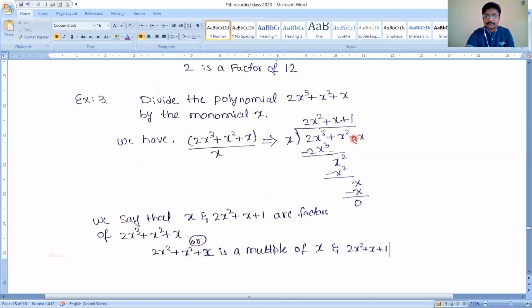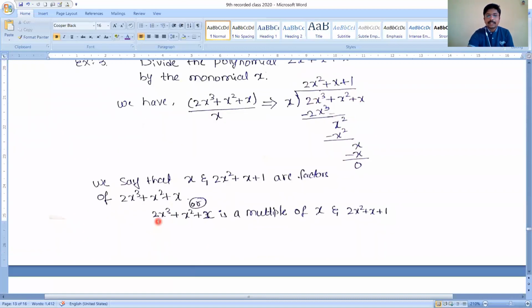Understood? Yes. Or we may write it as: 2x cube plus x square plus x is a multiple of x and 2x square plus x plus 1.